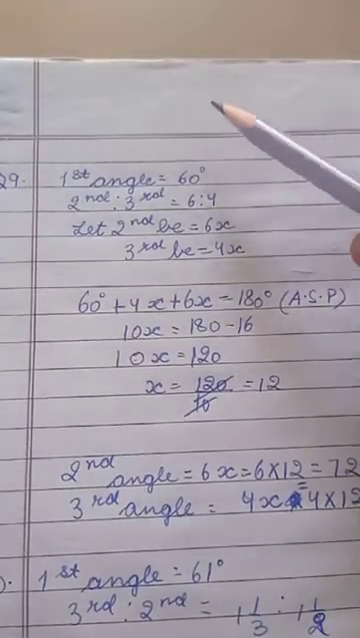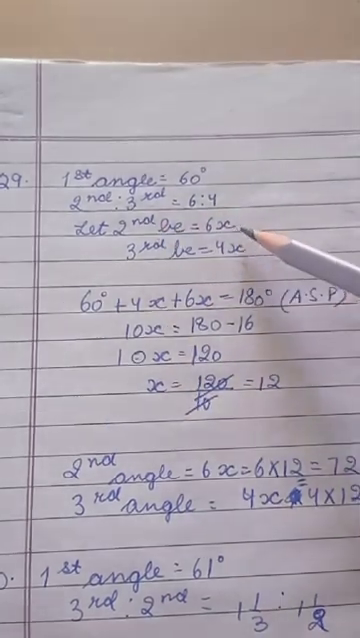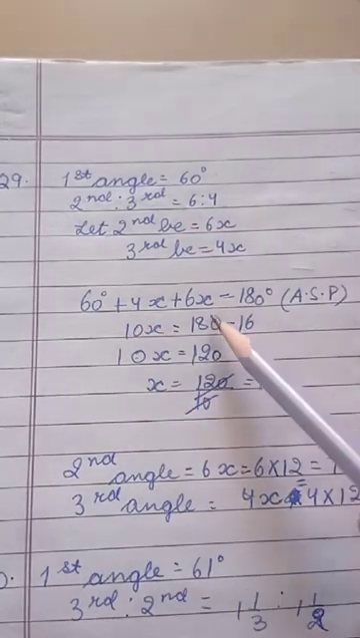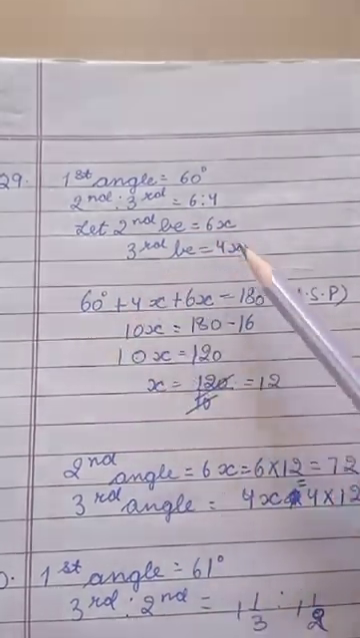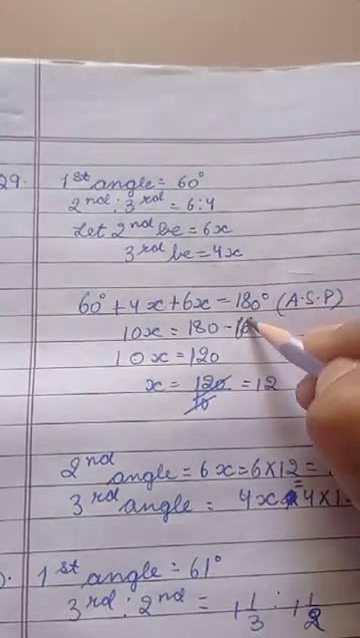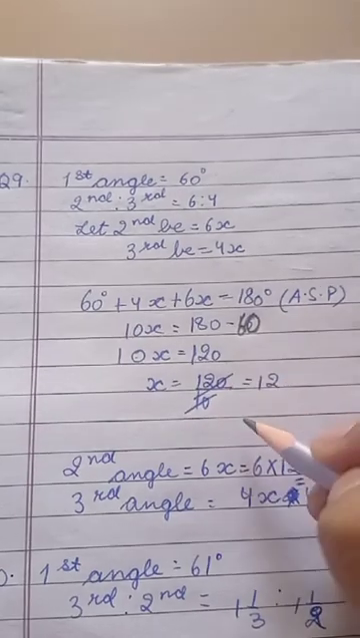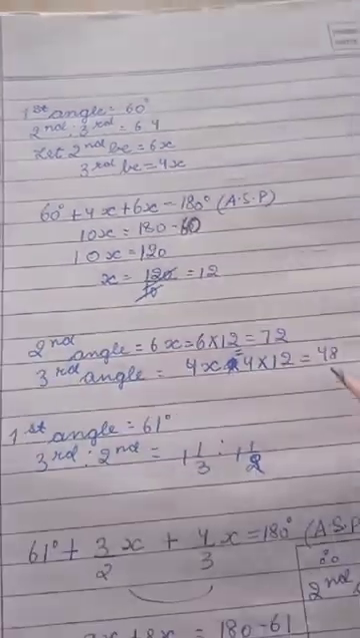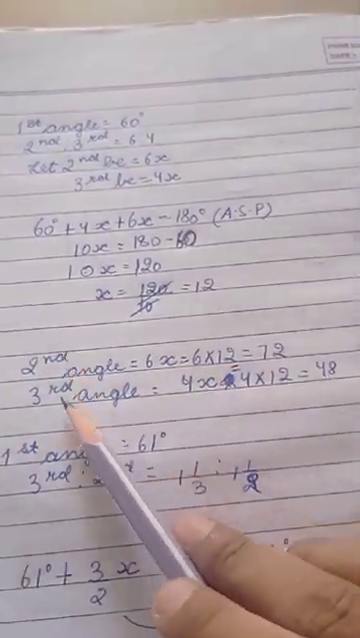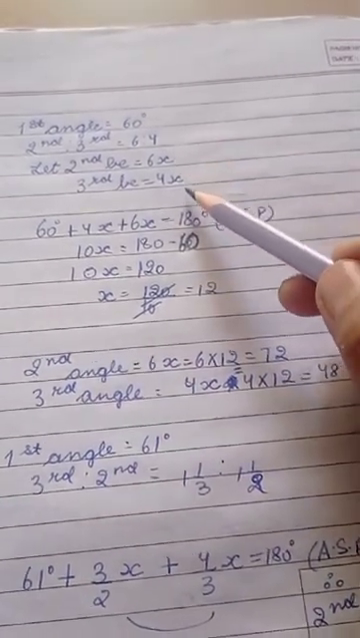Question number 9. One angle is 60, the remaining 2 are in ratio. So let the second and third be 6x and 4x. Add all the angles. Since 60 is constant, shift it that side. 180 minus 60 is what? 120 degrees. So from here x is equal to 12 and you can find the value of the second and third angle by putting the value of x here. 6 into 12 and 4 into 12.